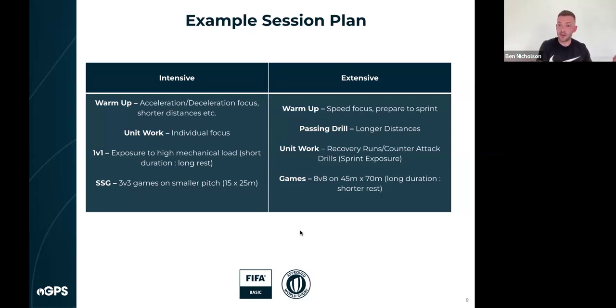Whereas in a 3v3, if you keep that going for 10 minutes, same as you said with the 1v1s, you'll know pretty shortly that the lads are done and the quality will completely die off. So that's kind of how I'd run both sessions, with every part of the session always trying to link back to that theme, be it extensive or intensive.